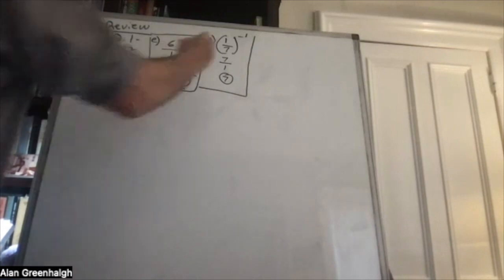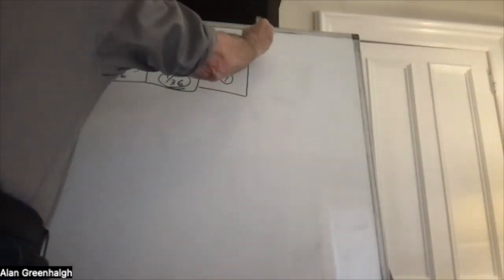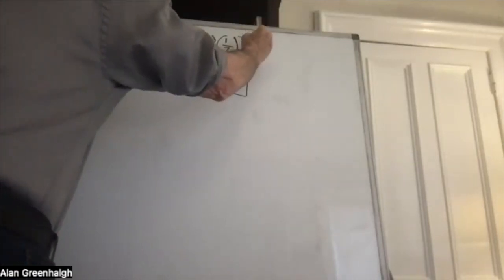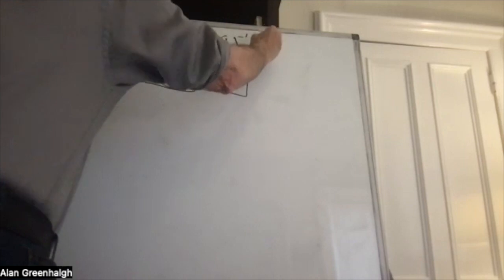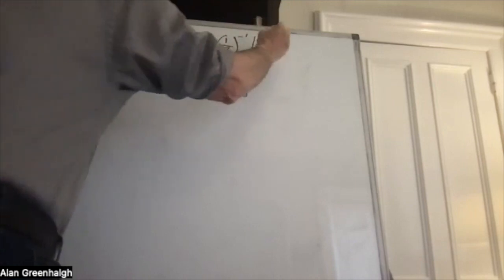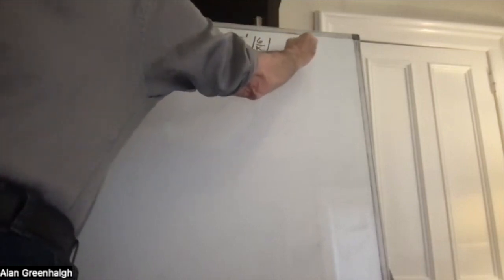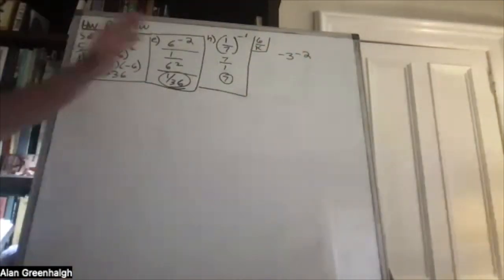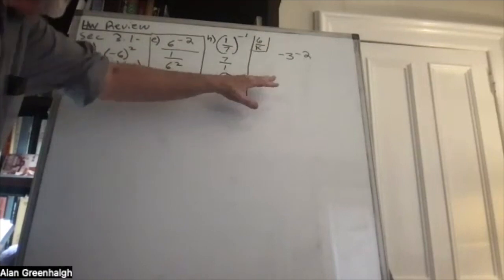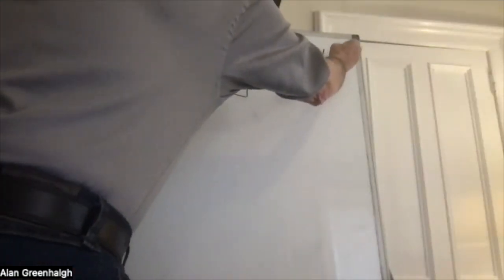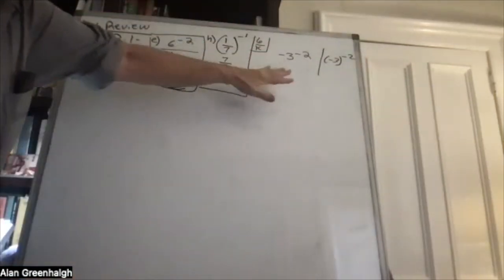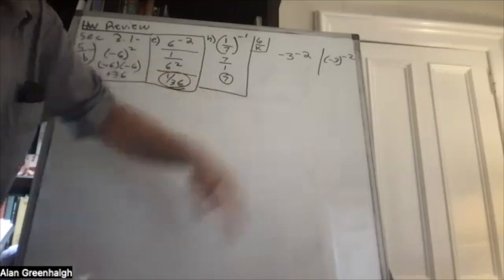Now we go to page 6, problem K. So the problems are getting interesting now. Problem K, -3 to the -2. Okay, now this is not this. Get it? This is the big mistake that students make.